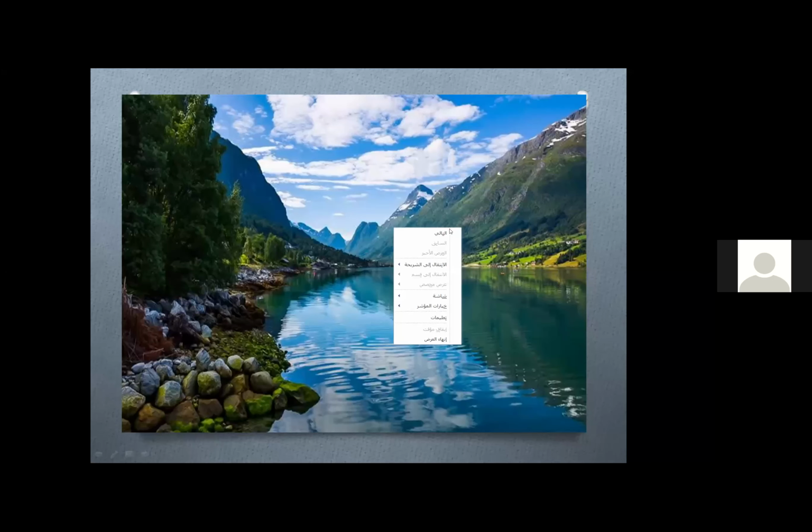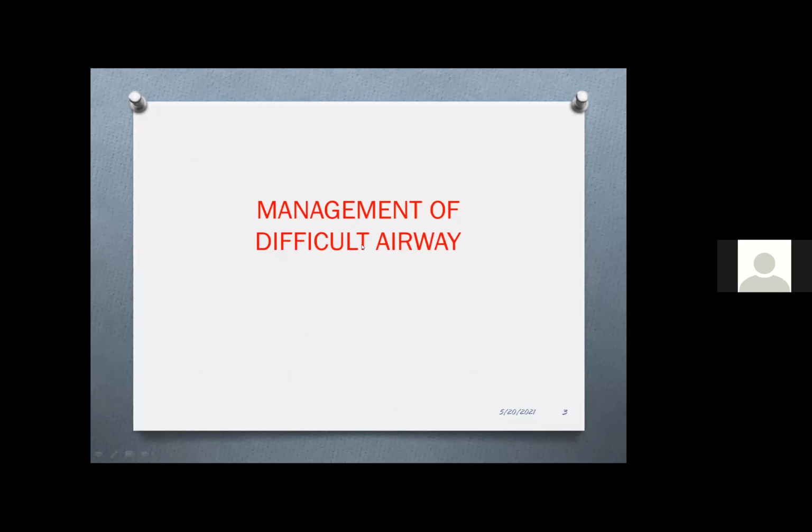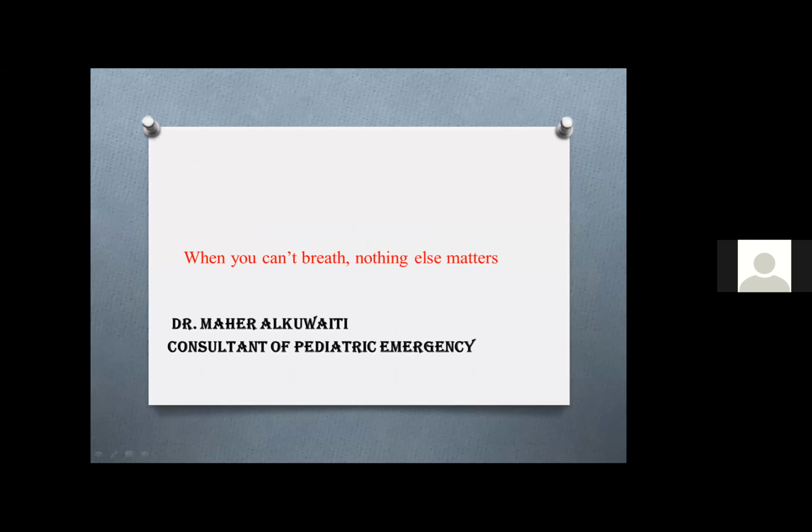My slide is not moving, so I'll start the presentation with this statement, and this is a very fundamental statement: when you cannot breathe, nothing else matters. This is what saves patients' lives in pediatrics.